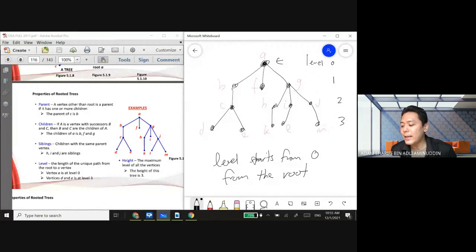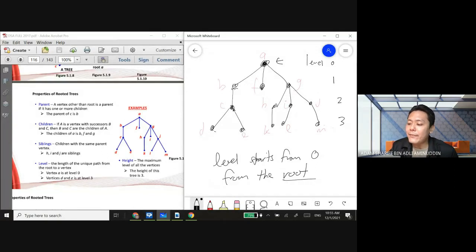Jangan salah faham pula term root ni. Root ni maksudnya asal dia. B pun adalah root kepada C. C juga adalah root kepada D and also root kepada E. Root tu apa tu? Bahasa akar ya, akar. Root itu root lah.